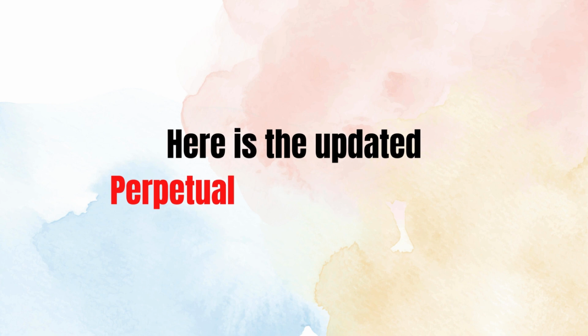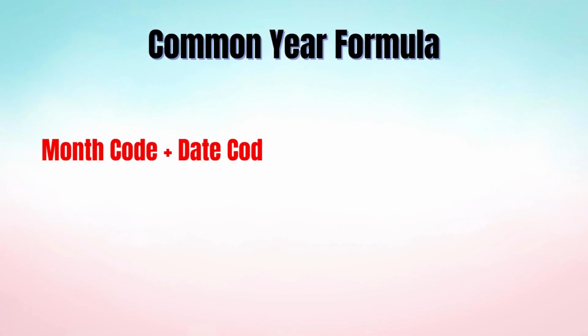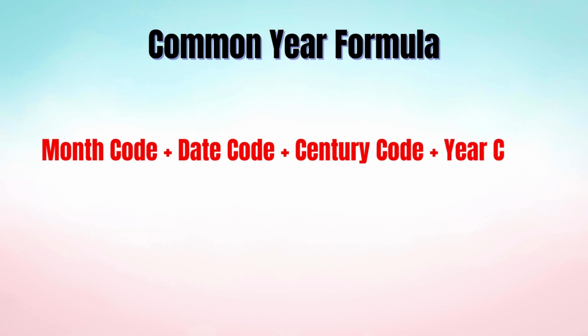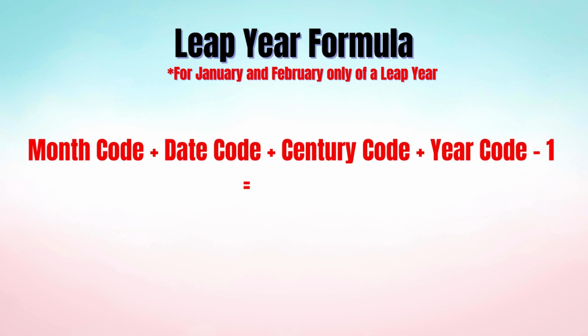Here is the updated perpetual calendar formula. Common year formula, month code plus date code plus century code plus year code equals day code. Leap year formula, month code plus date code plus century code plus year code minus 1 equals day code.